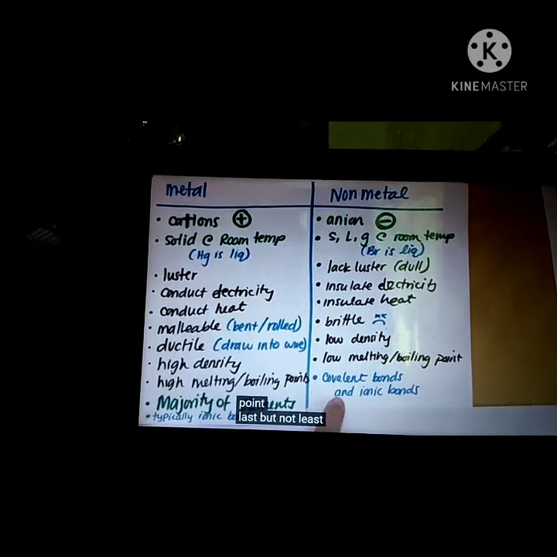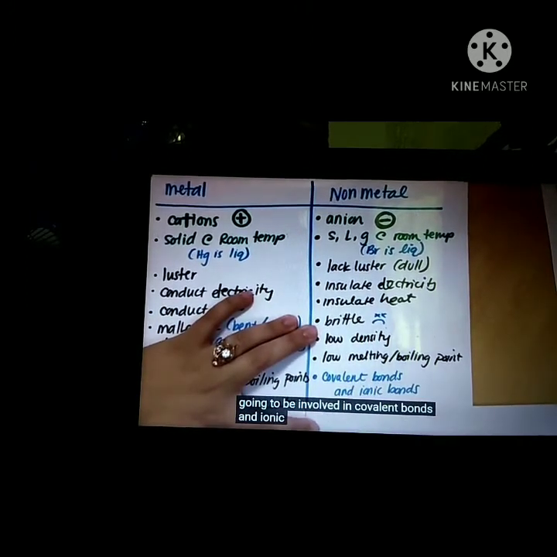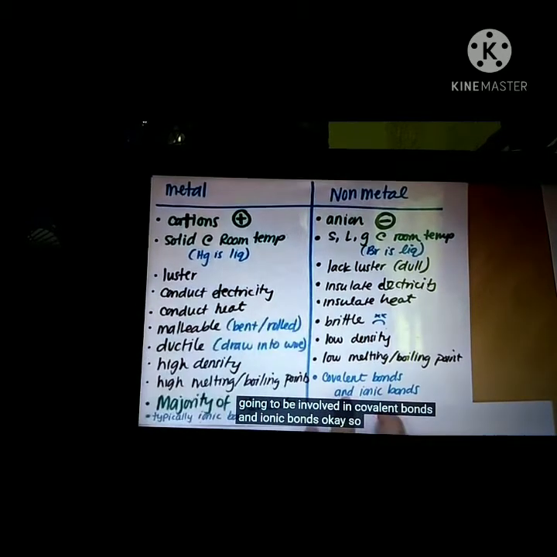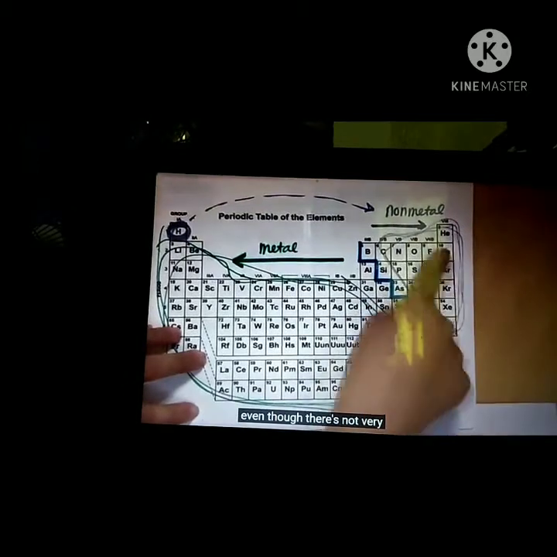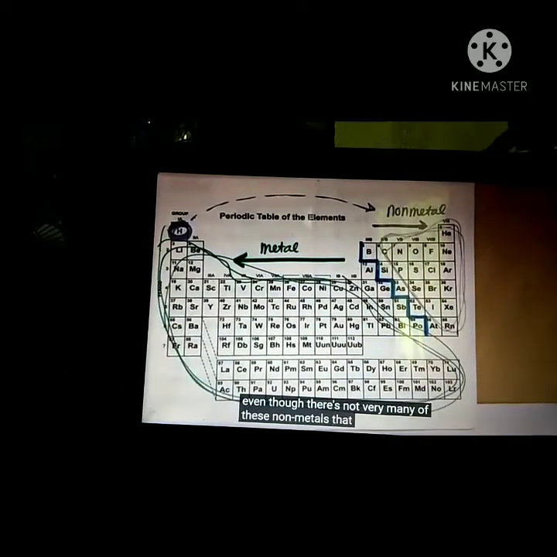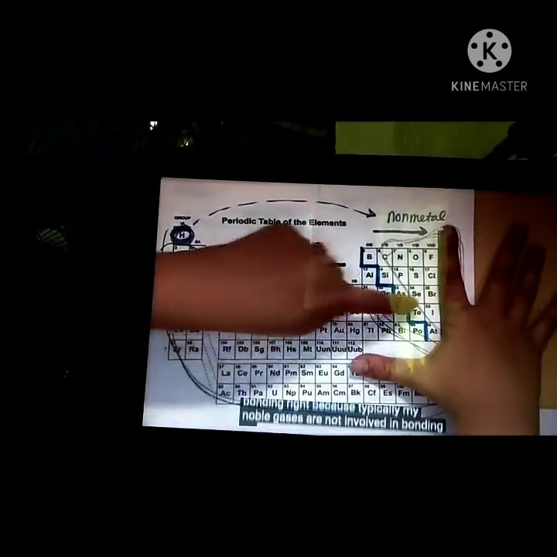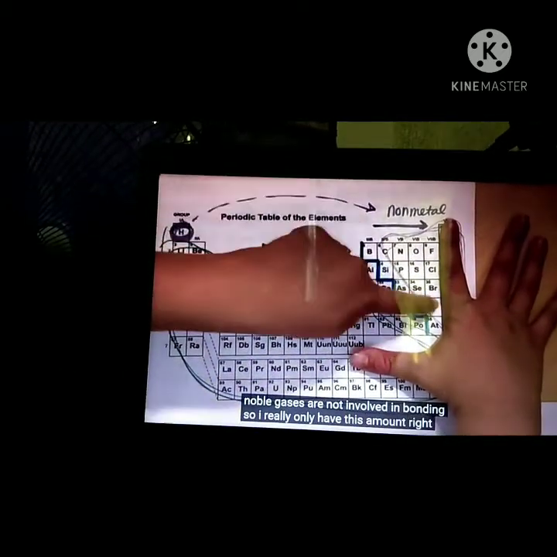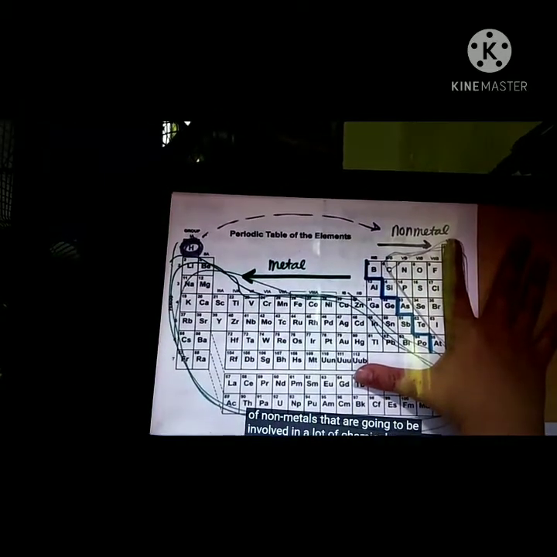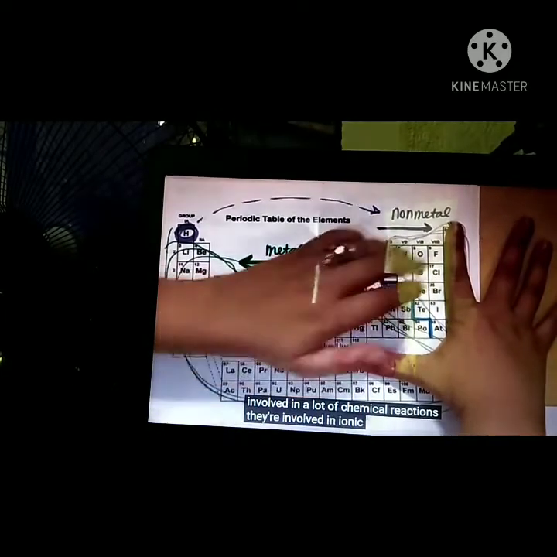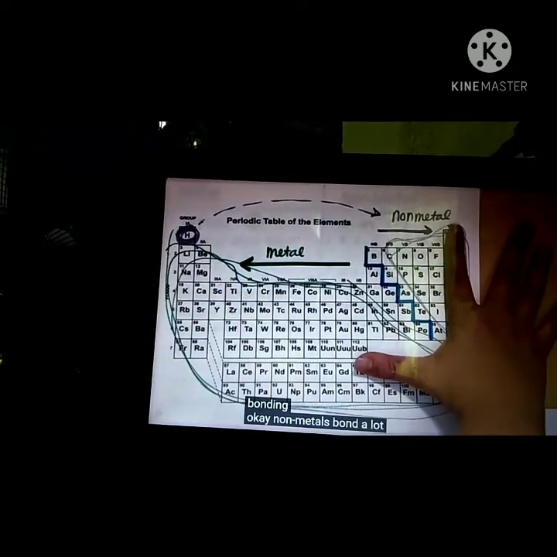Last but not least, nonmetals are going to be involved in covalent bonds and ionic bonds. Even though there's not very many of these nonmetals that are involved in bonding, because typically my noble gases are not involved in bonding, I really only have this amount right here of nonmetals that are going to be involved in a lot of chemical reactions. They're involved in ionic and covalent bonding. Nonmetals bond a lot.